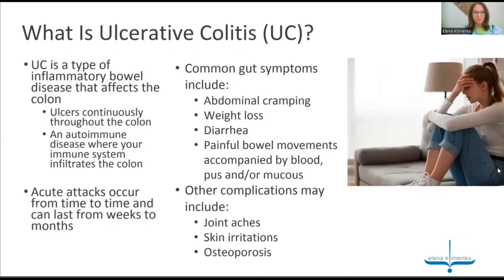So let's jump in. So what is ulcerative colitis? As we know, ulcerative colitis is a type of inflammatory bowel disease that affects the entire colon through the entire integrity of the colon. And it is an autoimmune disease where the immune system starts attacking your own tissue, right? So we know about a variety of mechanisms that can trigger our own immune system to start producing antibodies, usually attacking the bacteria or pathogen or microbes of different sort.